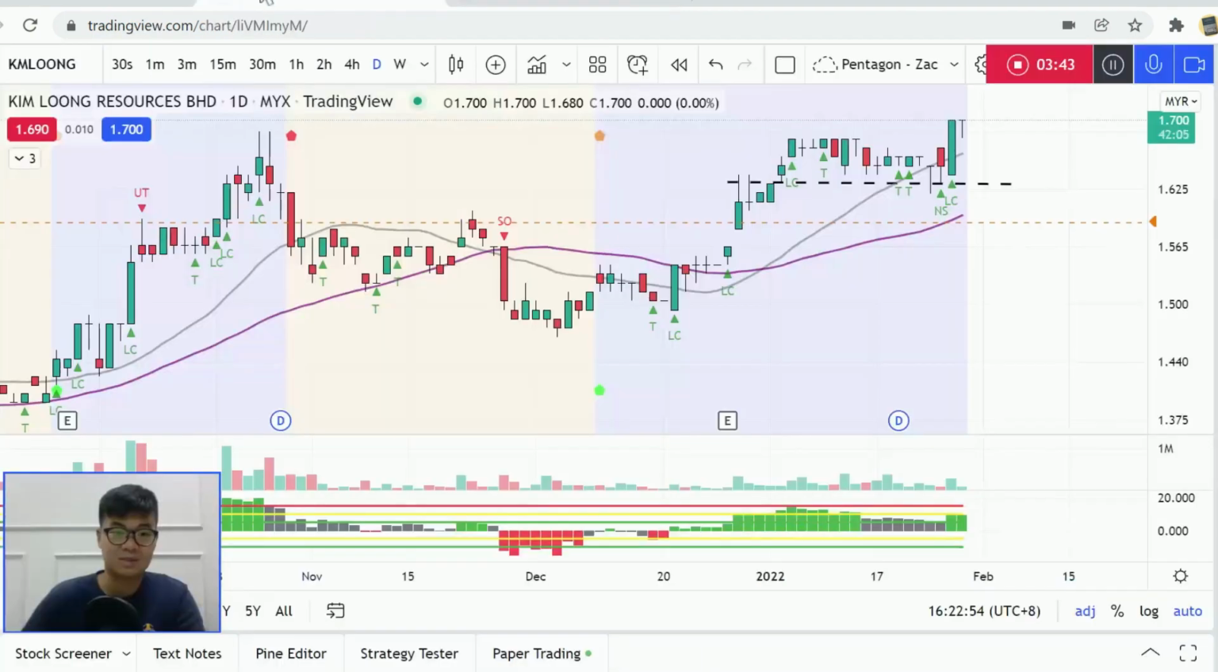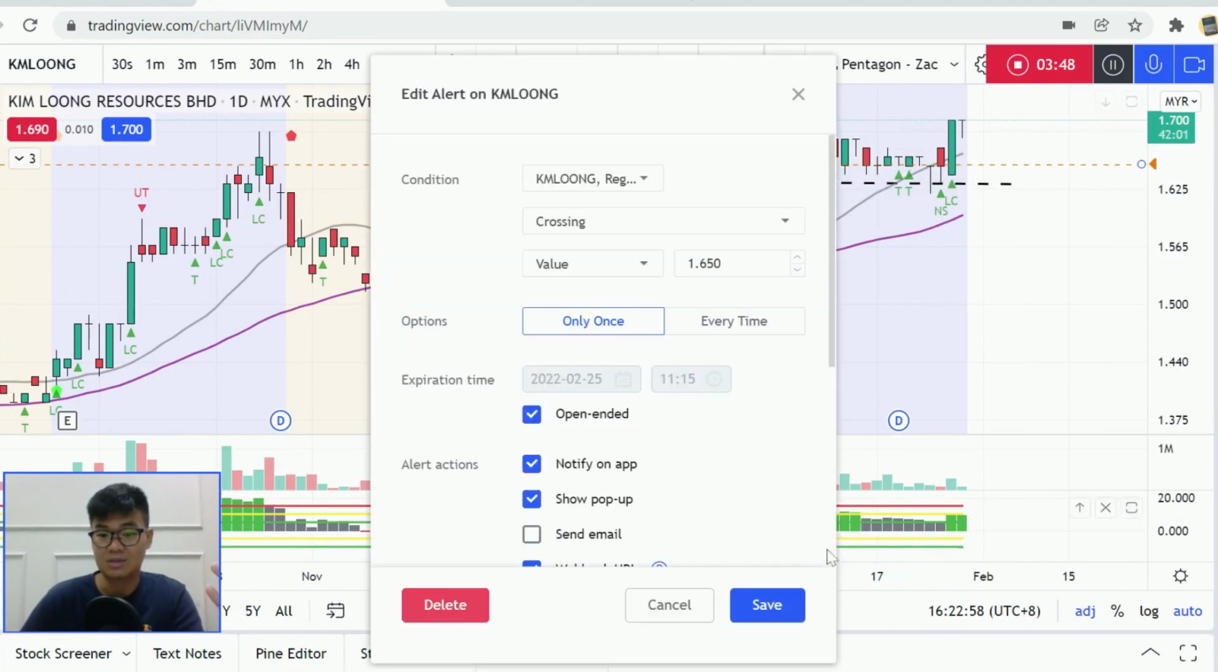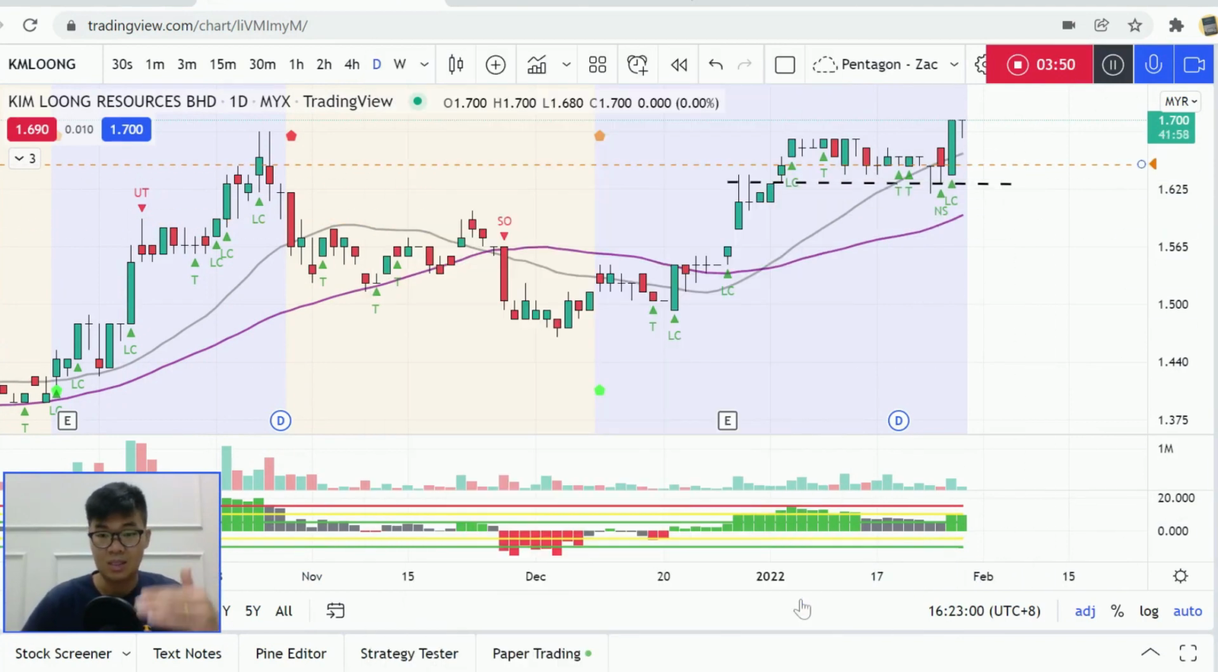So if you are not getting a nice risk reward, set your alerts over here, right, to see whether you can get something lower that provides you a very good reward. So this is the thing that we do, right?